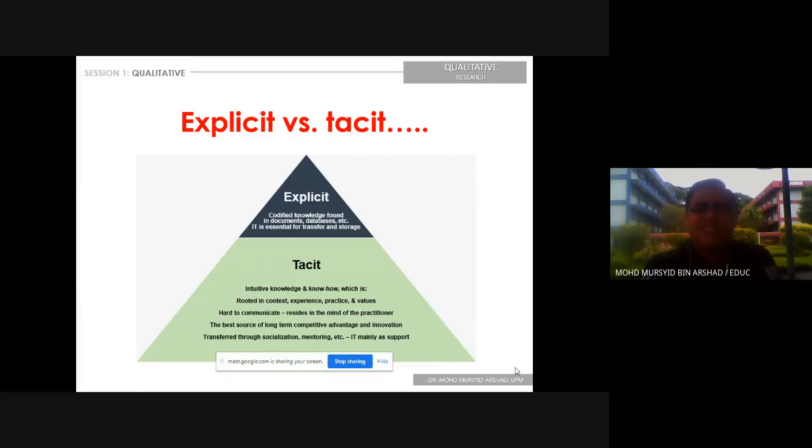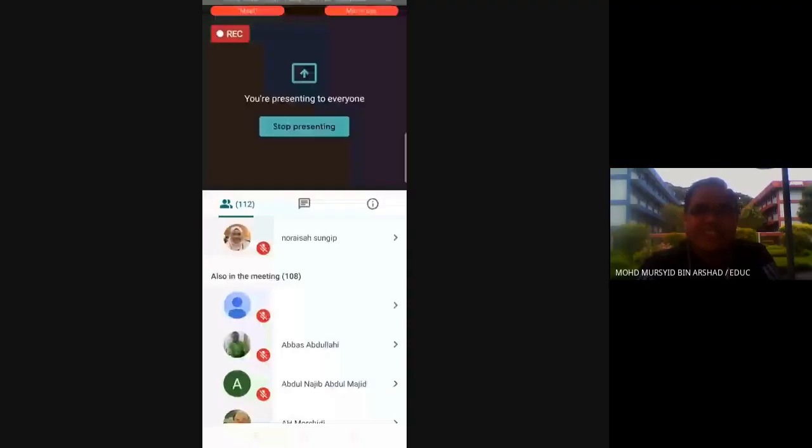But the majority of students, when I ask why you choose qualitative research, or quantitative research, or mixed method research, the answer is, because my supervisor asked me to do that. Is it right? So you need to know actually, right? What is the focus of your research? Because if you focus on tacit experience, then qualitative comes in.